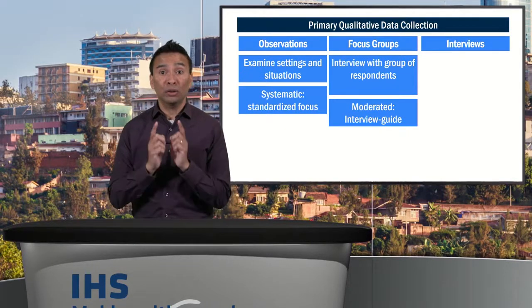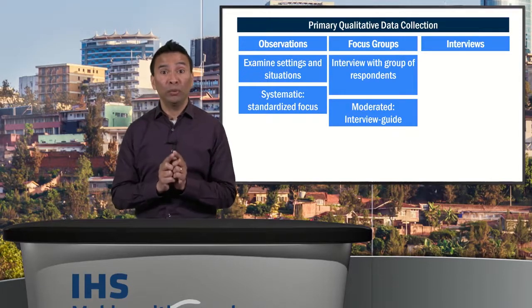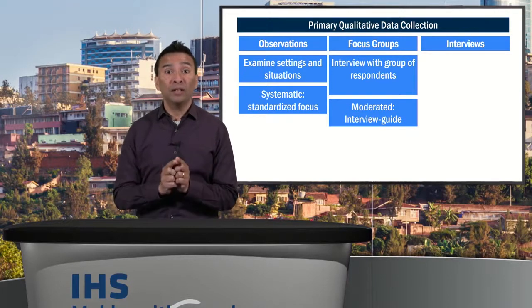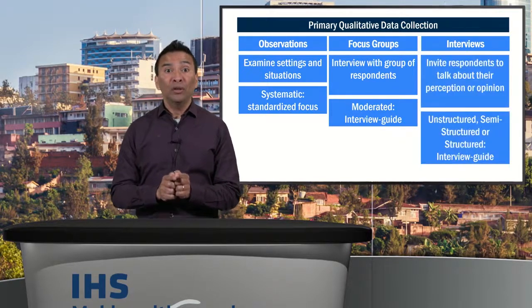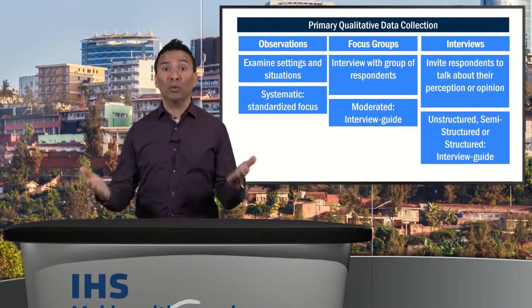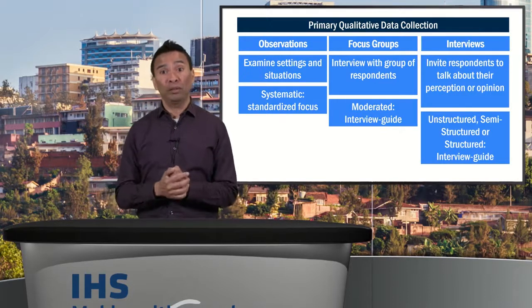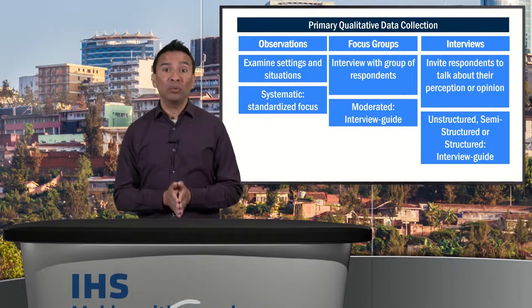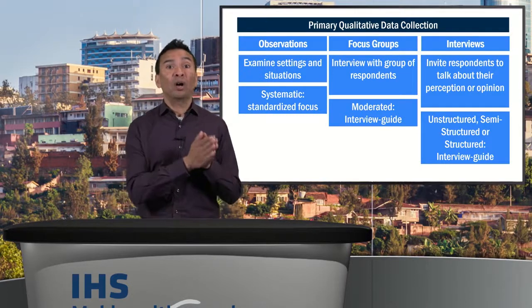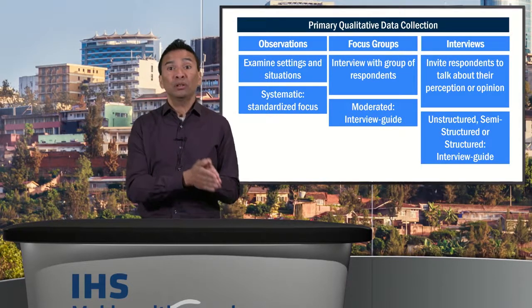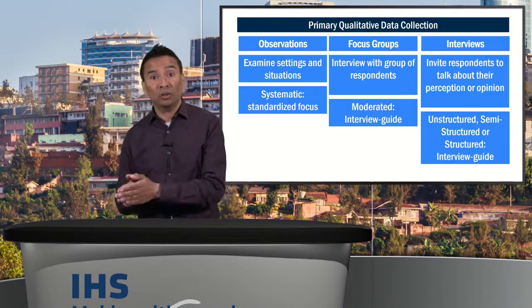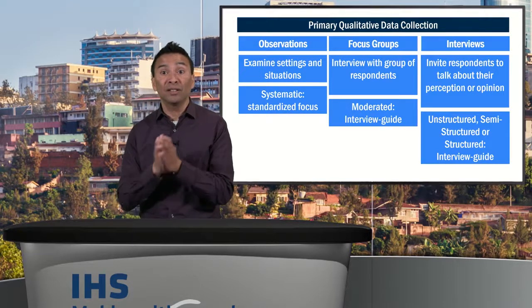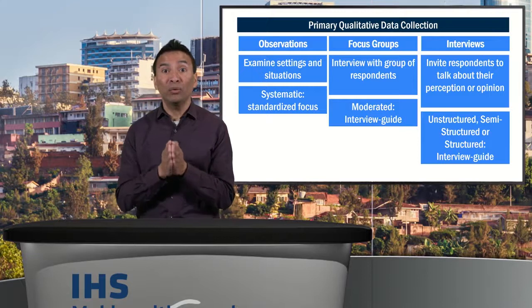Now, more used in social science research is interviewing. There are different types of interviews, but they all have the same goal: to invite respondents to talk about their perception or opinion. The interviews can be constructed in different ways or types, from unstructured interviews to semi-structured or structured interviews. And stay with me as I go deeper into this topic.